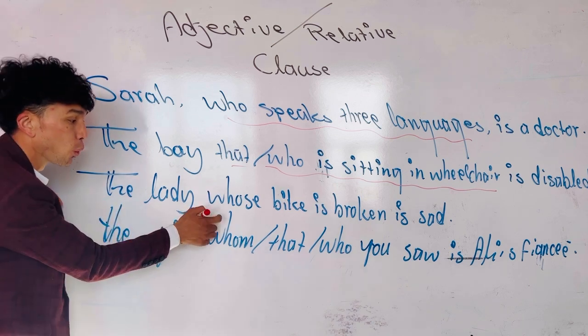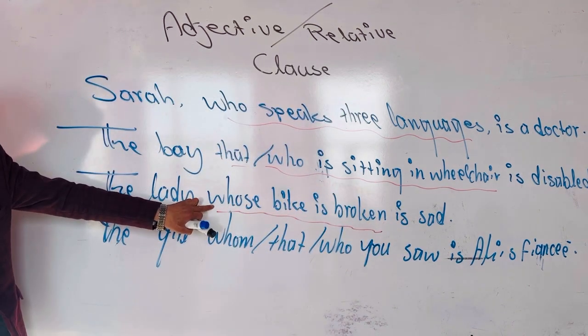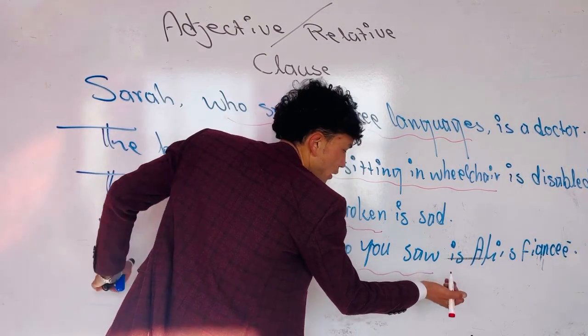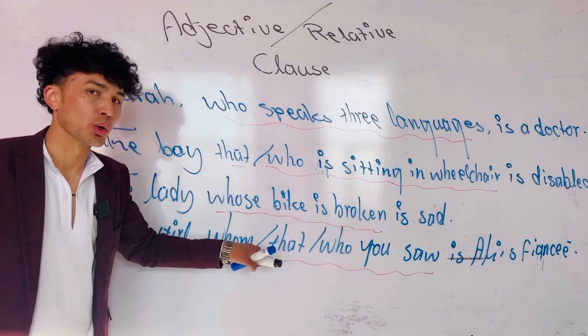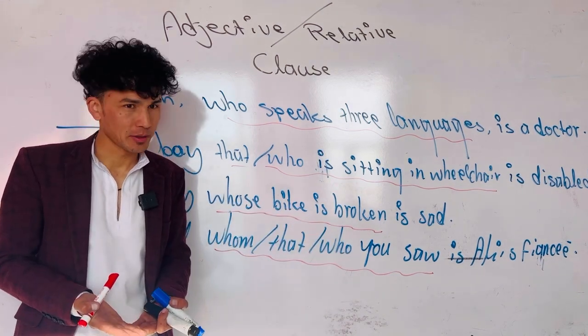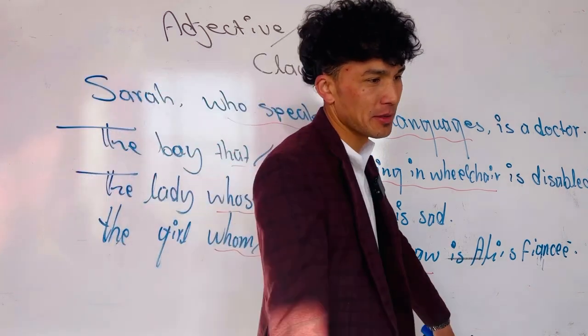Okay, the lady whose bike is broken. Until here, adjective clause. You understood? This one: the girl whom you saw, or that you saw, or who you saw, is Ali's fiancé. Is everything clear? Any questions?